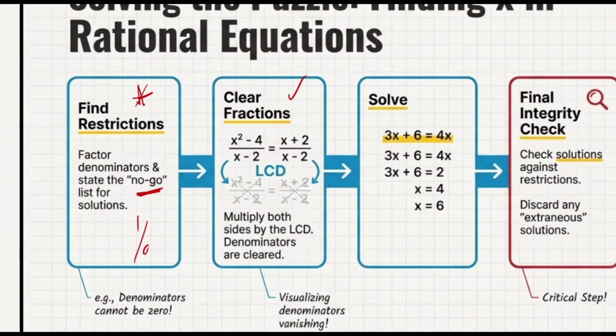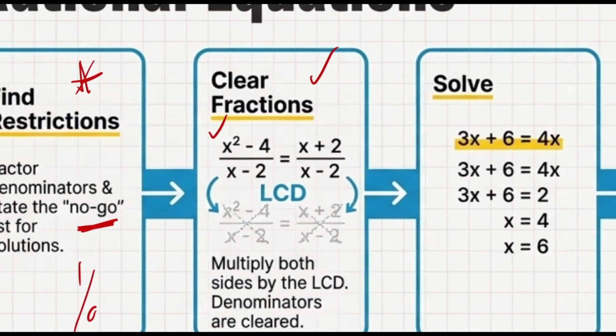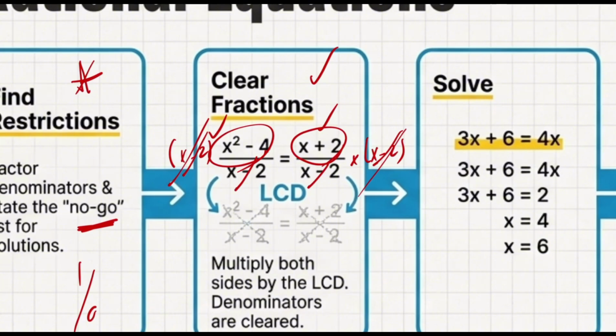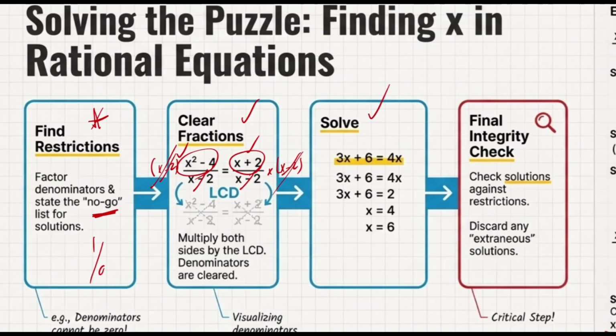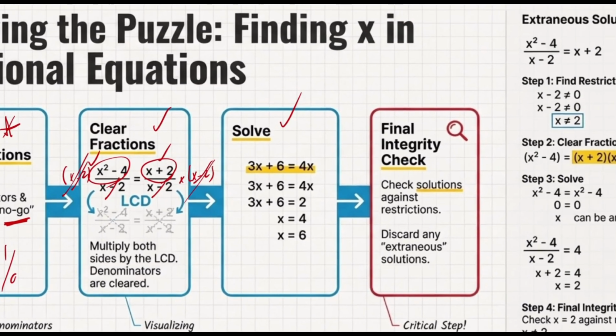For example, I have x squared minus 4 divided by x minus 2, and I have x plus 2 divided by x minus 2. The very simple thing I can do is just multiply both sides by x minus 2. This x minus 2 is going to cancel out this one. The final equation would be x squared minus 4 equals x plus 2, which is a quadratic equation. After reaching that, we have to solve the problem, find x, and at the end I have to do the integrity check.